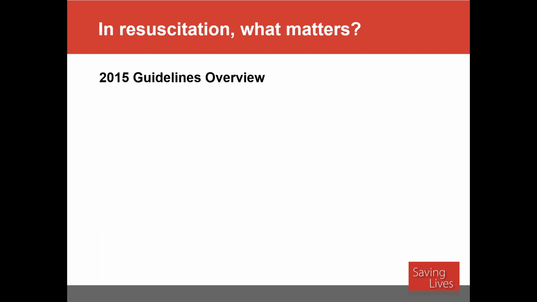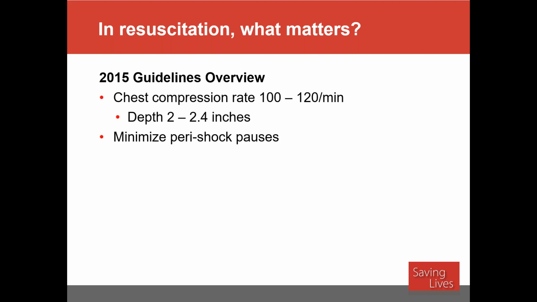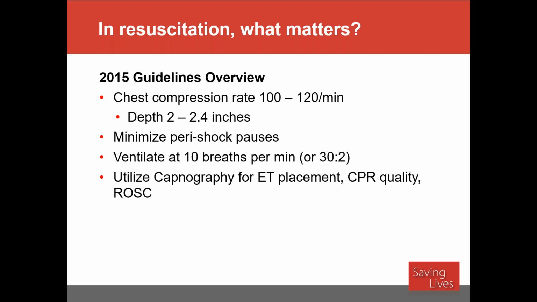In resuscitation, if I'm leading a program, or let's say I'm a bedside nurse, or an EMT or medic out in the field, what matters? If we look at the guidelines, we know that chest compressions matter. They absolutely matter. In fact, depth has the highest recommendation from AHA as a class 1, to hit a 2 to 2.4 inch depth. The rate should be 100 to 120. We should minimize peri-shock pauses. The ventilation rate for an assisted airway is recommended at 10 breaths per minute. Or if you don't have an advanced airway, you can do 30 to 2, so 30 compressions with 2 ventilations. I'm sure you're all familiar with that.